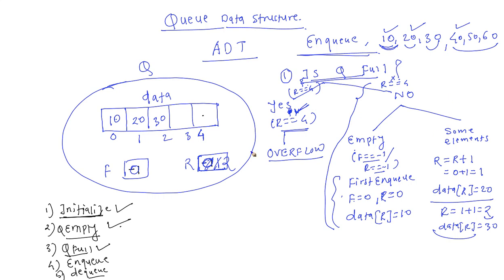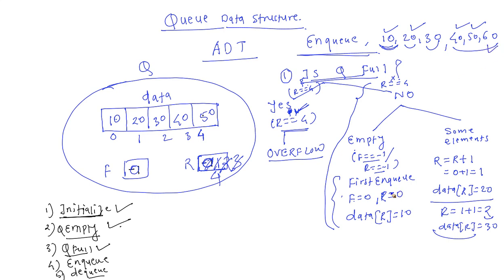R was 2, 2 plus 1 is 3. So then we'll go to data of 3 and insert 40 there. Data of 3 means in the data array, third location. To insert 50, we check again: the queue is not full, the queue is not empty. Then this is a normal insertion where we increment R by 1. So R was 3, R becomes 4, and we go to the data array on the fourth location and insert 50 there. So 50 inserted.